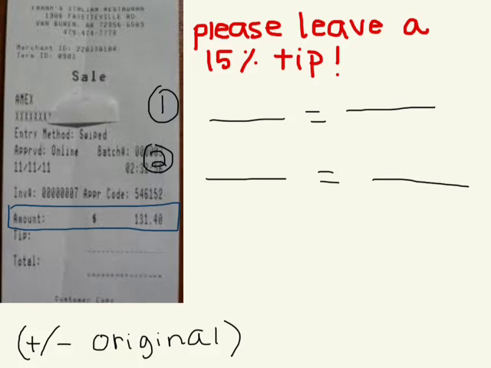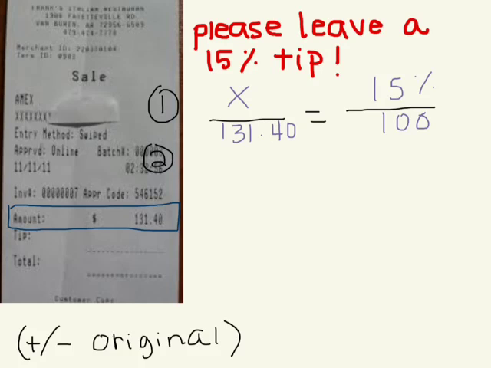All right, let's see what we got here. This color looks fun. All right, so we're looking for our part. We've got 15%. 15 is always out of 100. And then we have our total bill, $131.40. My goodness, you guys eat a lot. All right, let me give myself some more space. Okay, my first step, I need to cross multiply.